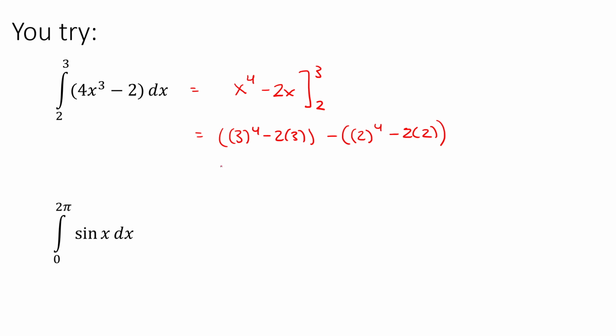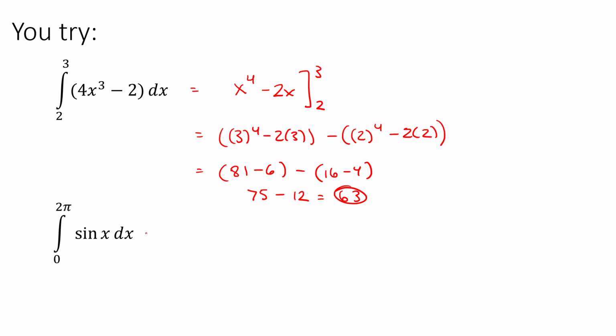All right, and then you want to simplify that out. So 81 minus 6 minus, let's see, 16 minus 4, so that's going to be 75 minus 12, which is going to be 63. And you win. That is the area under the curve.